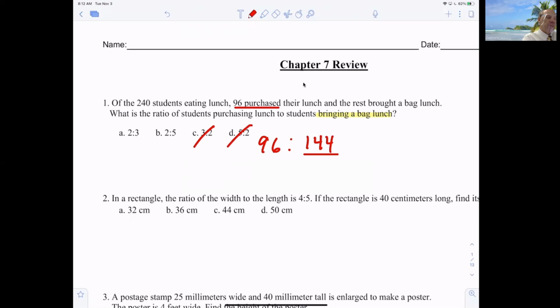Now the best thing is, is it more than half? Yes, right? So to me, it has to be A without doing much work. Thank you. Does that make sense? Okay.